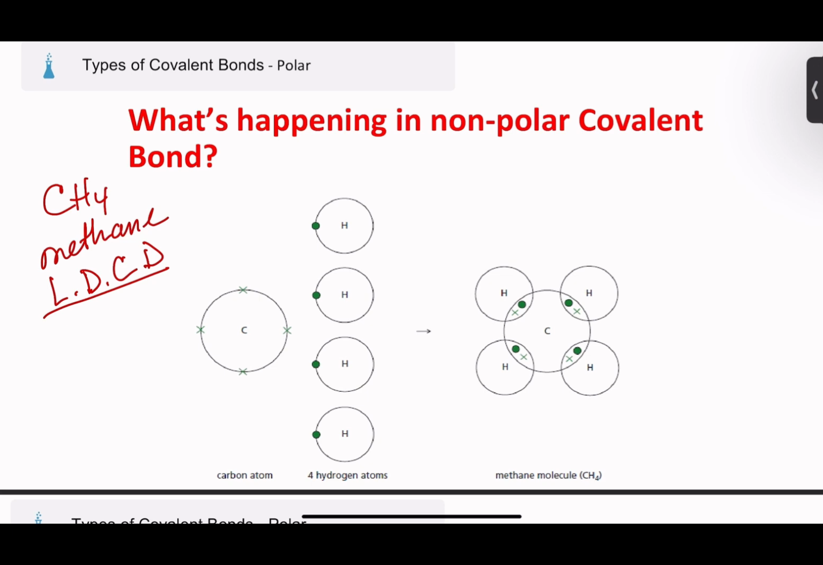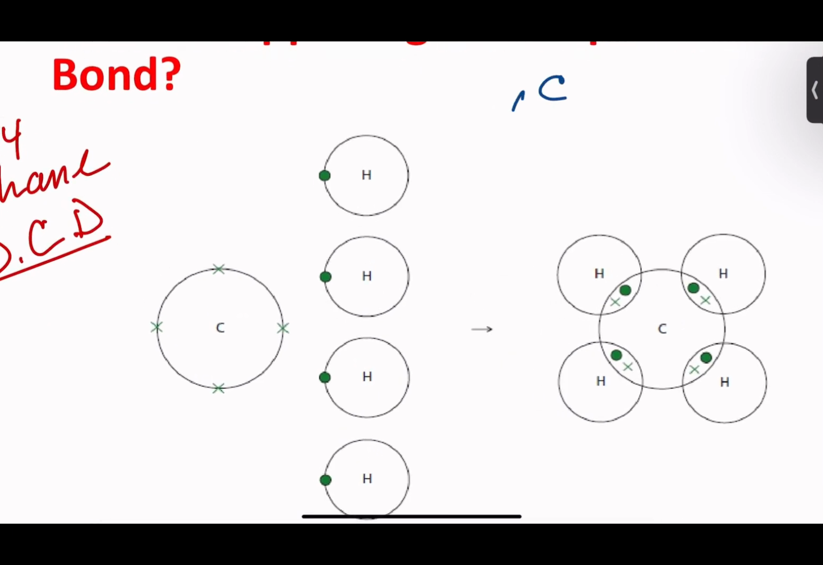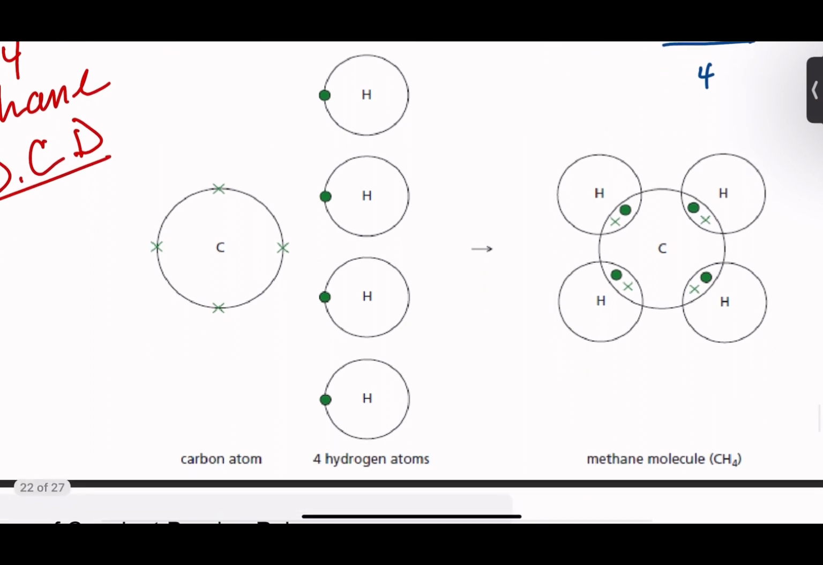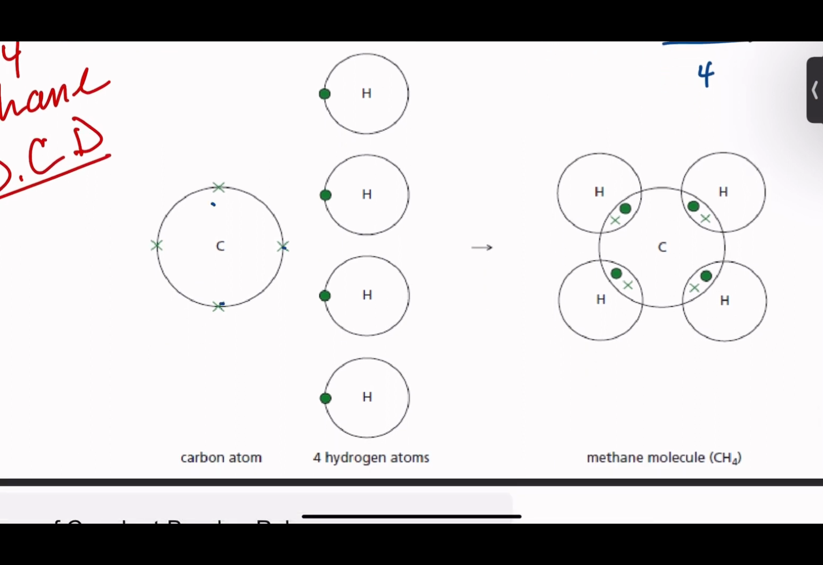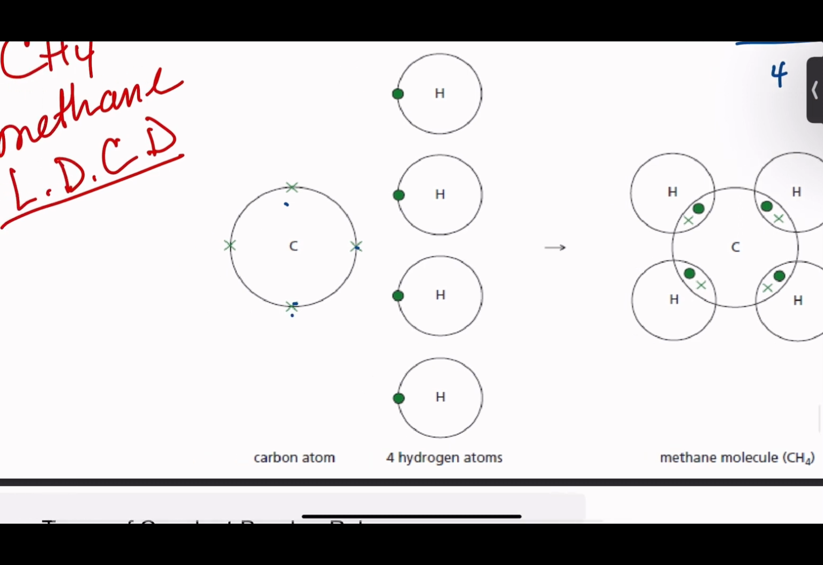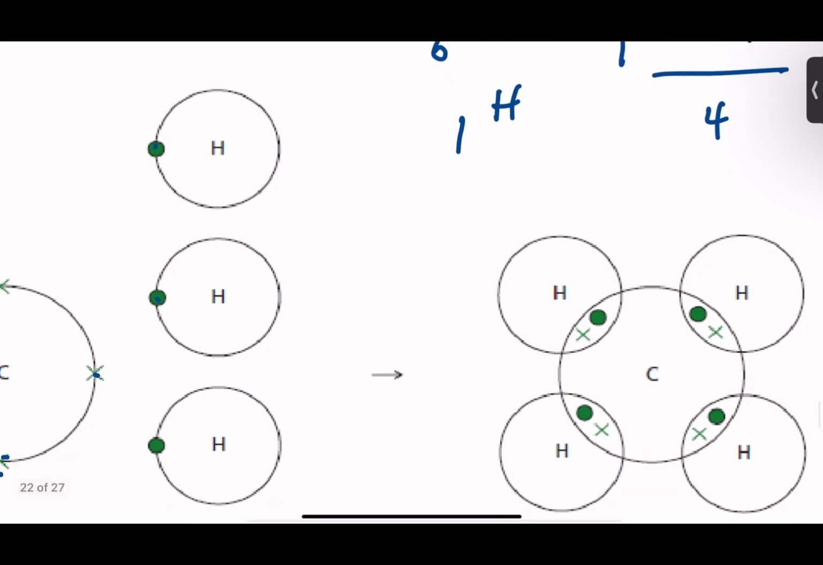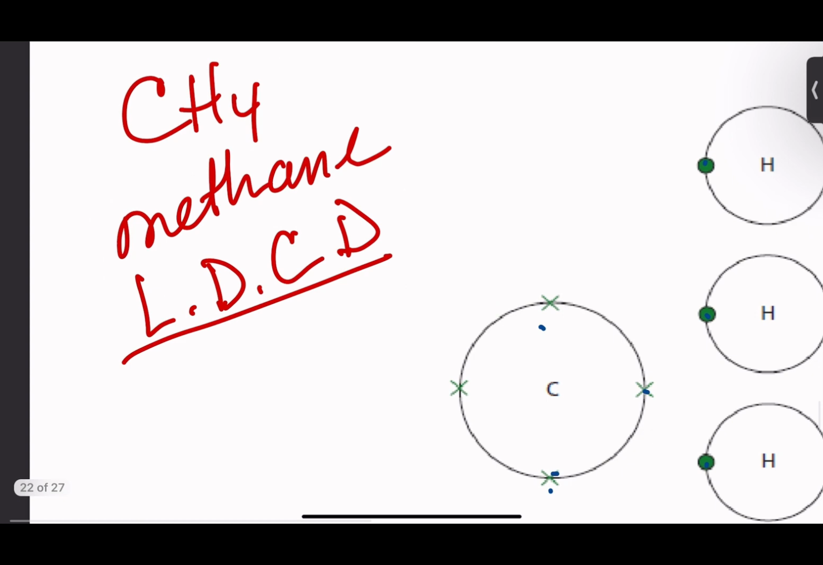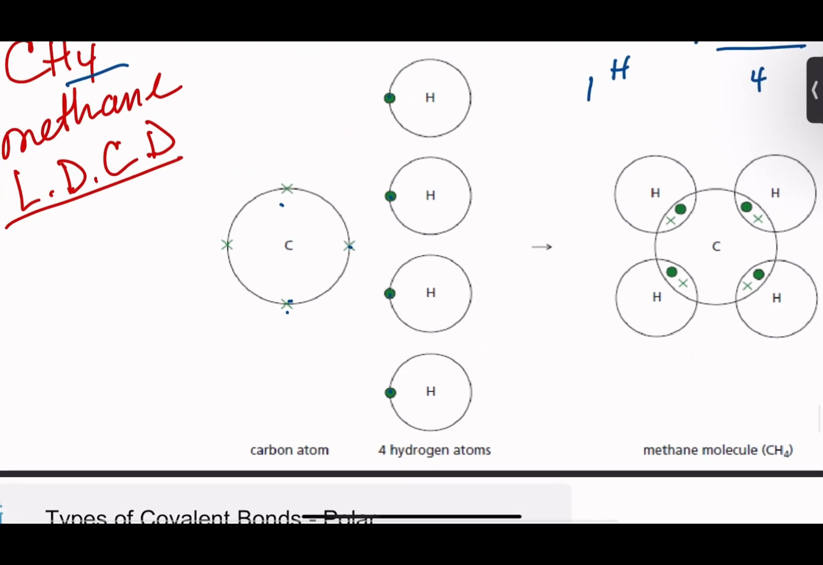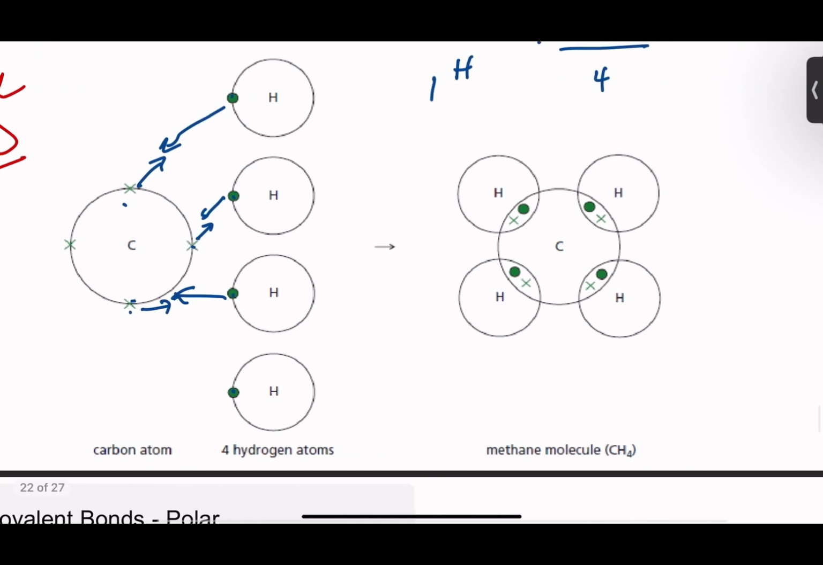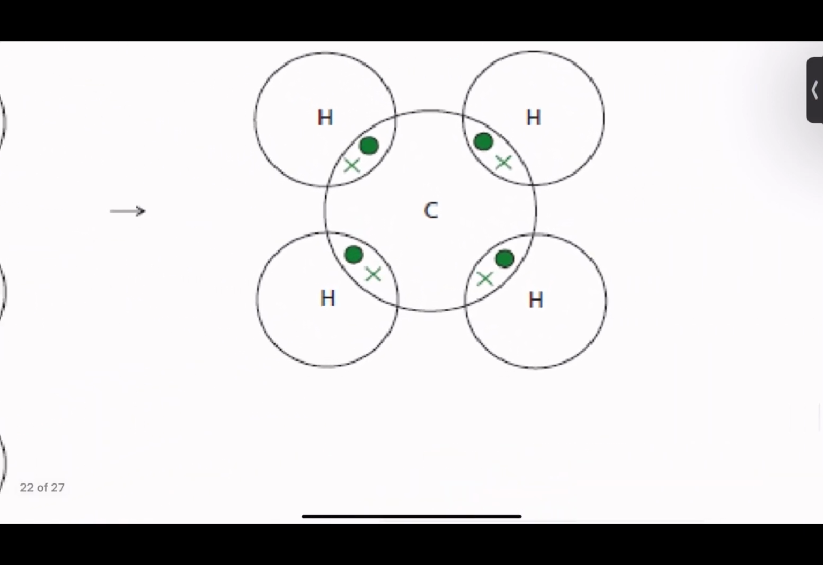Okay, so now look here. Carbon has 6 electrons, 1s2, 2s2, 2p2. In the last shell, I got 4 electrons, so I put 1, 2, 3, 4 on it. These are crosses. And then hydrogen has 1 electron, so I'm going to put 1 on each one because I have 4 hydrogens here, you see. So now each hydrogen and carbon share one. Look what happens now that they shared.